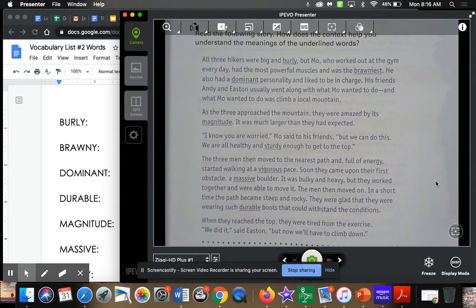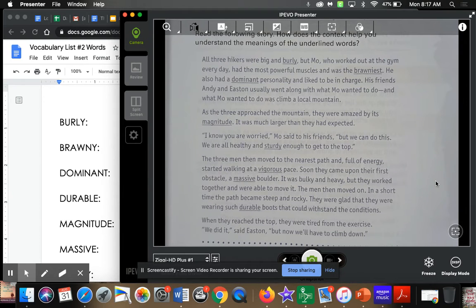Anyway, okay. So all 3 hikers were big and burly, but Mo, who worked out at the gym every day, had the most powerful muscles and was the brawniest. He also had a dominant personality and liked to be in charge. His friends, Andy and Easton, usually went along with what Mo wanted to do. And what Mo wanted to do was climb a local mountain. That's terrifying. As the 3 approached the mountain, they were amazed by its magnitude. It was much larger than they had expected.